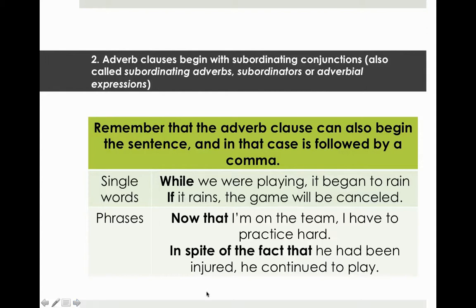Okay, and adverb clauses begin with subordinating conjunctions. These are also called subordinating adverbs or subordinators or adverbial expressions. All those words mean the same thing. And remember that the adverb clause can also begin the sentence, and in that case it is followed by a comma. So here I have, now that I'm on the team, beginning the sentence, comma, in spite of the fact that he had been injured, comma. Because the adverb clause is beginning the sentence, you have the comma.